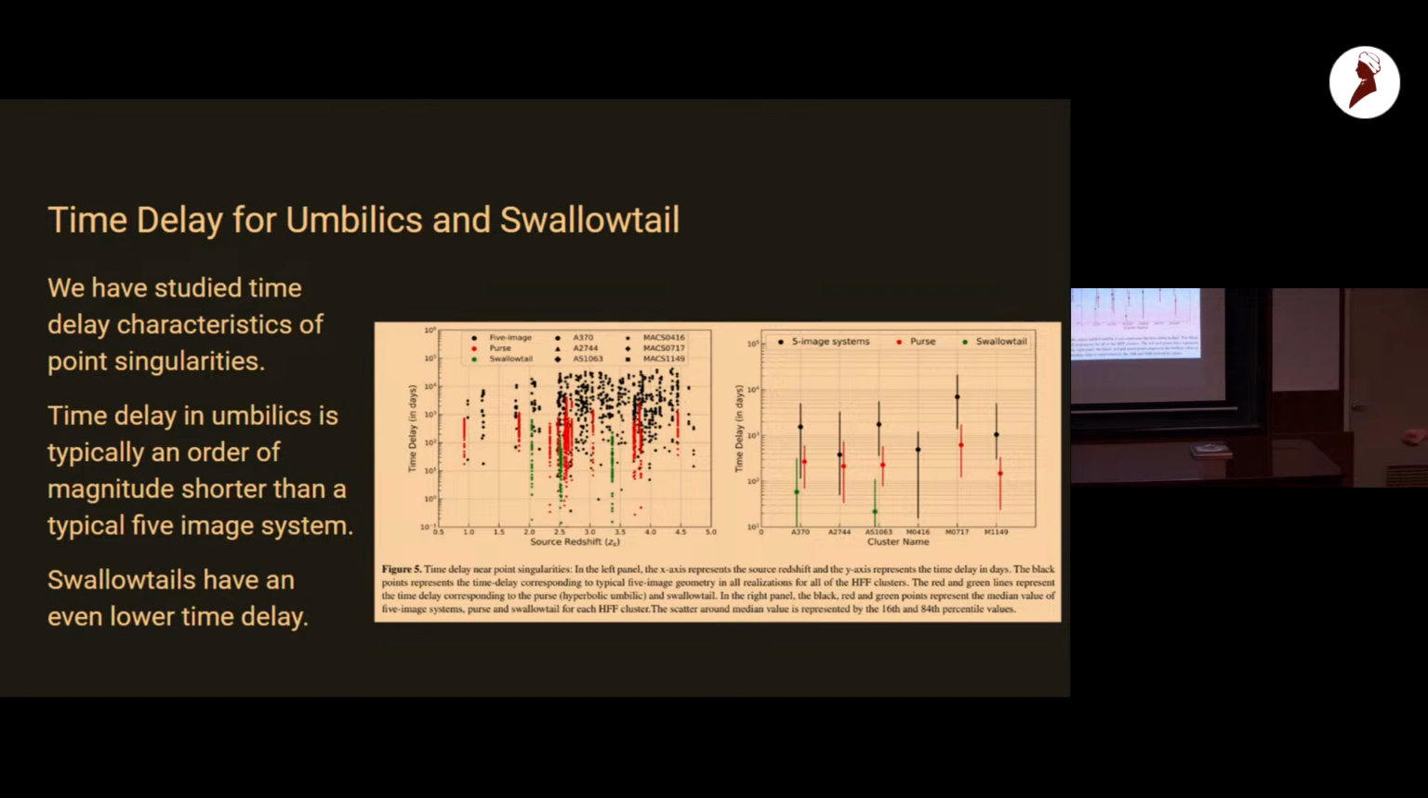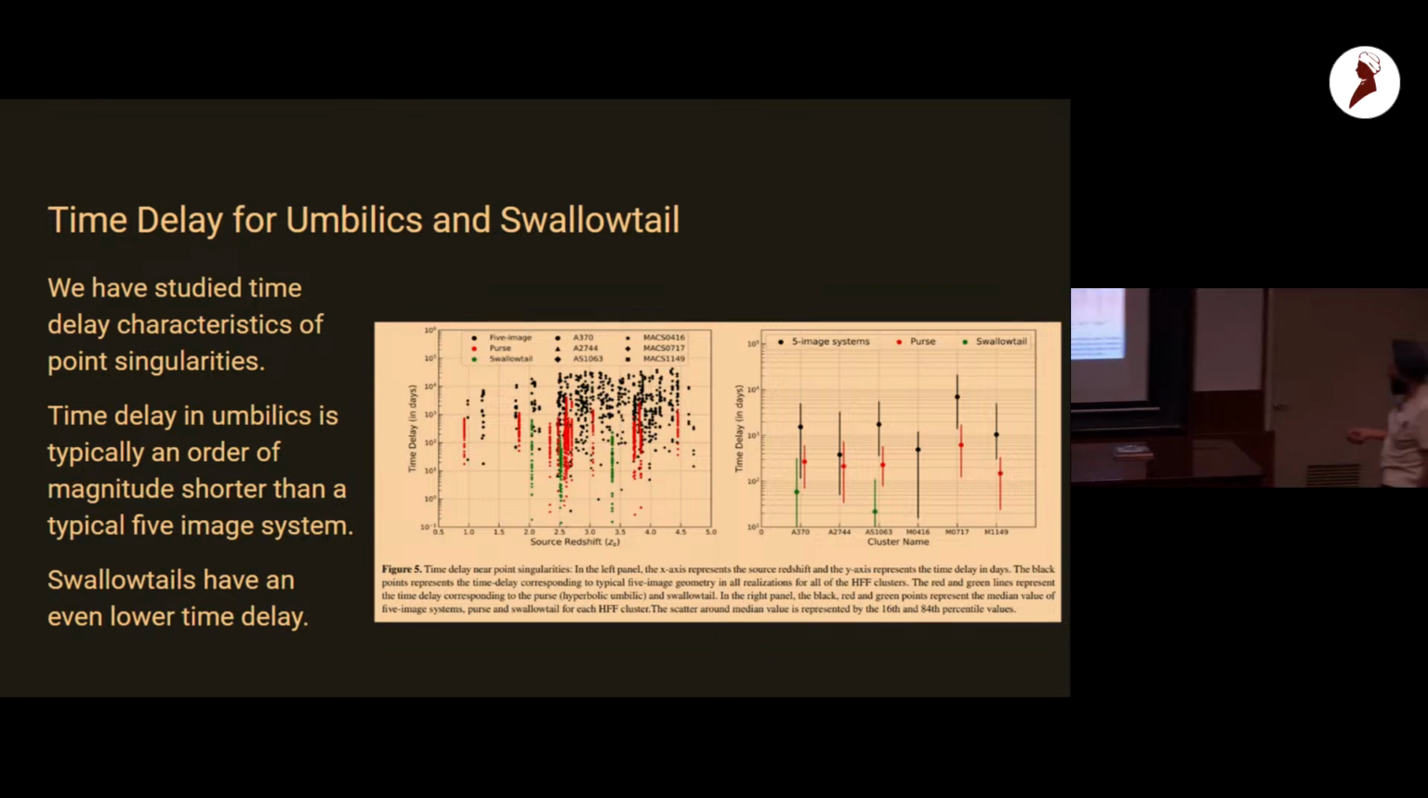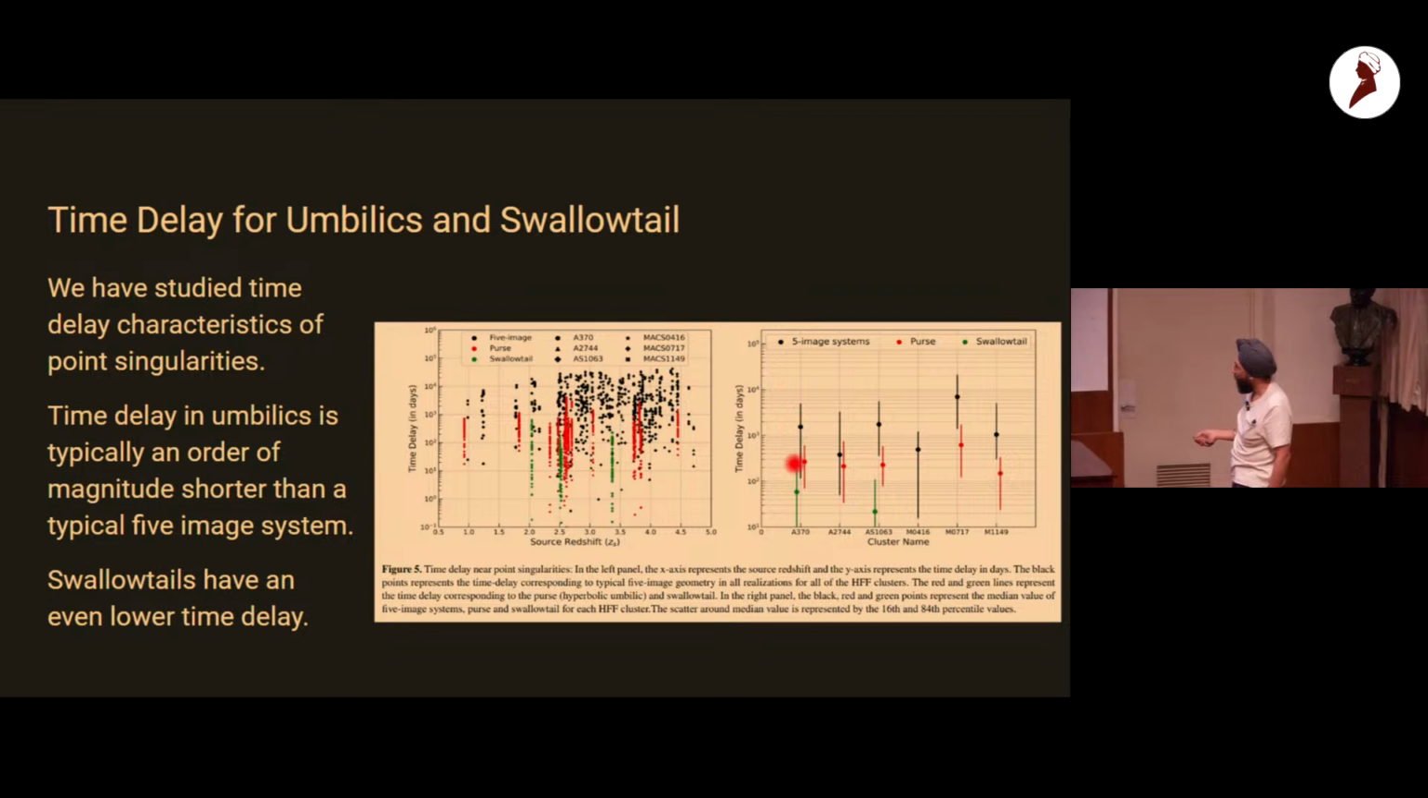If we have a typical 5-image system, then the time delay is of the order of a few hundred to a few thousand days for clusters of galaxies which do lensing. But for umbilics, hyperbolic umbilics, we found that this was expected to be at most a few hundred days. And for swallowtails, it's up to 100 days. So it is much shorter. Why is this significant?